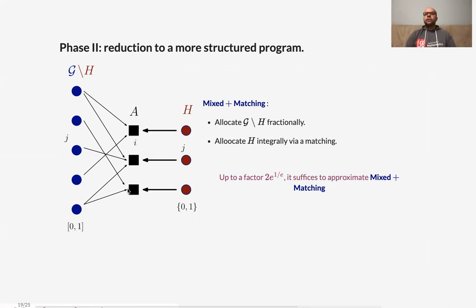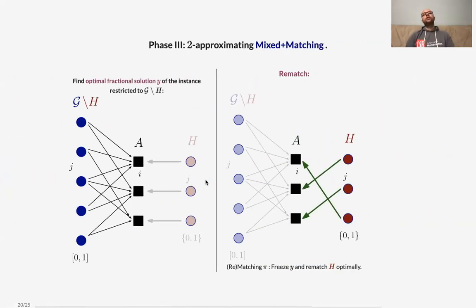This changes the program slightly, but still it's fine because we only lose a factor of 2 times e to 1 over e. And so we can just work with this slightly more structured program. And now let me tell you an idea of how one could try to approximate this program. What we show here is that we can approximate this more structured integer program that we called mix plus matching. And how do we do so?